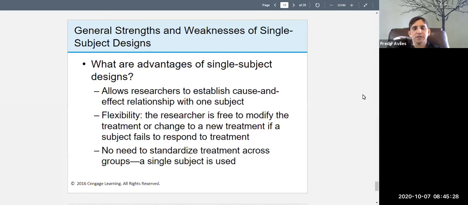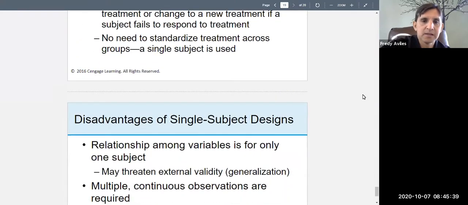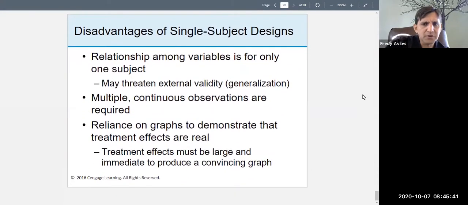There's no need to standardize the treatment across groups. You have a single subject. There's no need to figure out the dose for a bunch of different subjects. You only need to do that for one participant. So it's more simple, right? And that's a strength of that. That's an advantage. But there are disadvantages, okay?